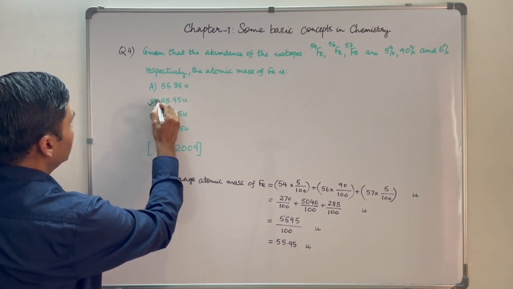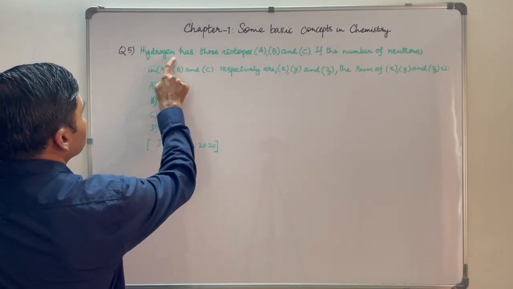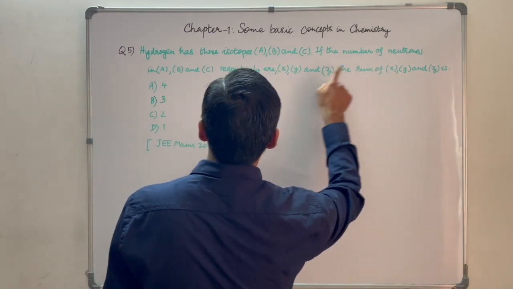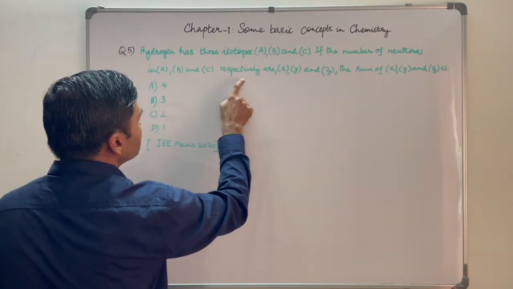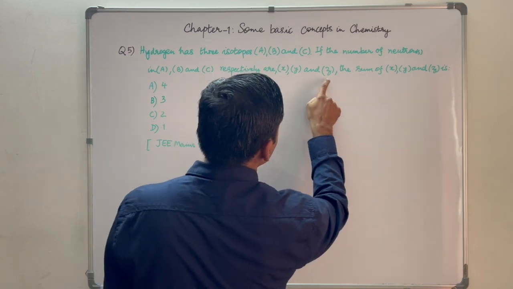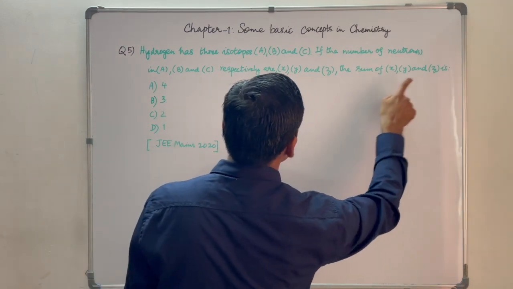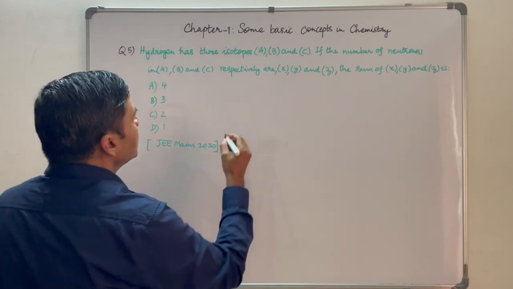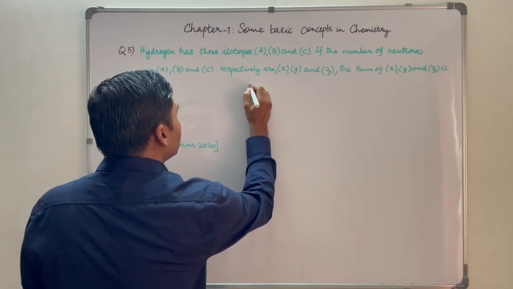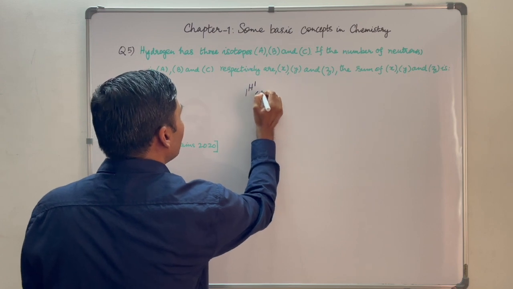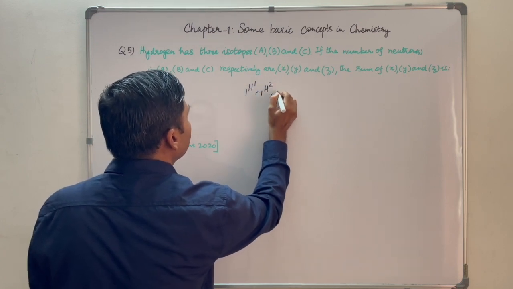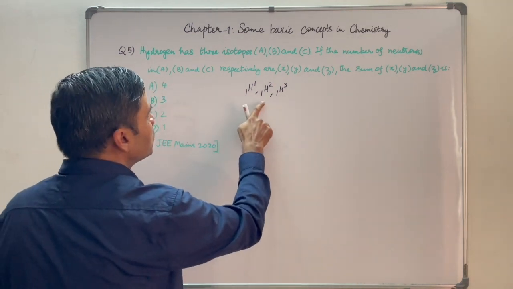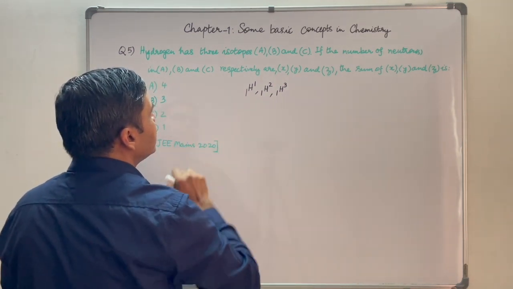Option B. Fifth question, hydrogen has three isotopes A, B and C. If the number of neutrons in A, B and C respectively are X, Y and Z, the sum of X, Y and Z is. These are the options given. We know that hydrogen has three isotopes, 1H1, 1H2 and 1H3. We need to calculate the number of neutrons in them and then add them.